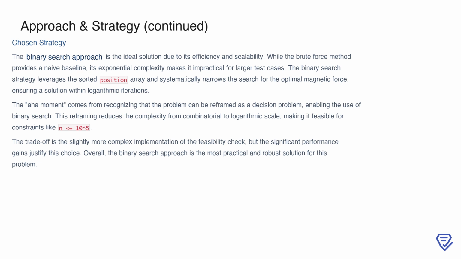The key insight, or aha moment, comes from reframing the problem as a decision problem, which transforms a combinatorial challenge into one that can be solved in logarithmic iterations. Although implementing the feasibility check adds some complexity, the performance gains far outweigh this trade-off. Ultimately, the binary search approach strikes the perfect balance between efficiency and feasibility, making it the ideal solution for this problem.